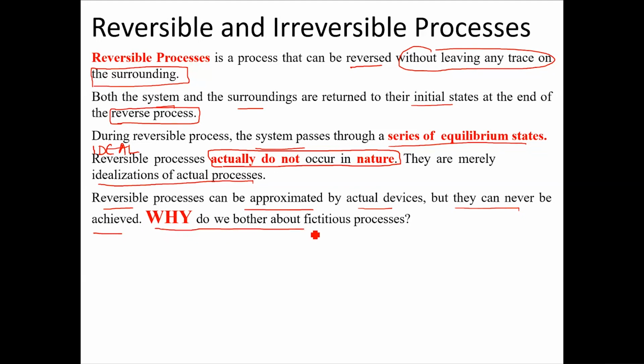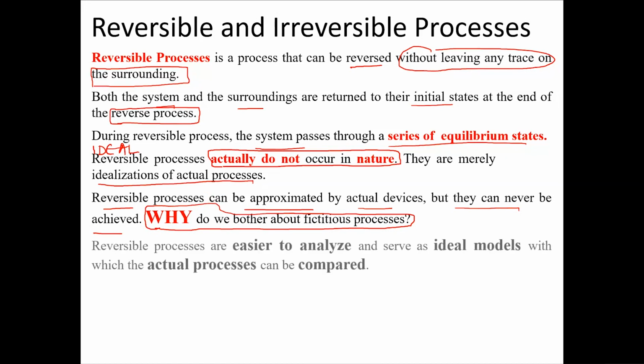So why do we bother about a fictitious process? What is the need of studying a process which is actually not possible to achieve? The reason being, number one, reversible processes are easier to analyze. Let's say we have seen the PV diagram, initial state to final state, your system moved. This is the reversible process path. Now, if I have to determine the work done, I know the path, and the area under the curve would give me the work done. This is for a reversible process.